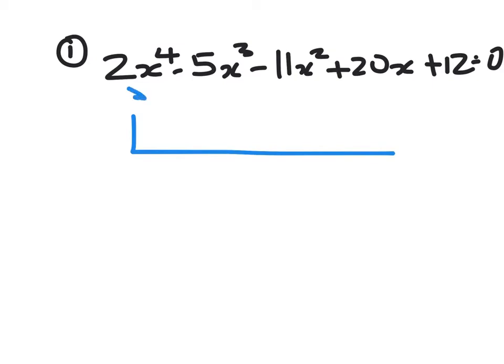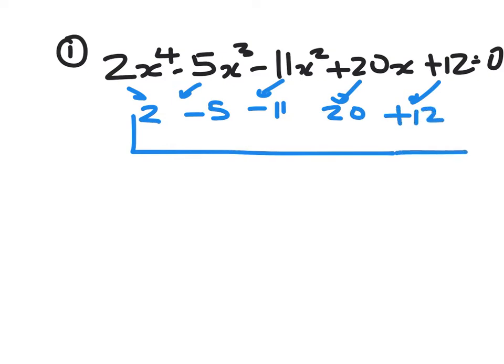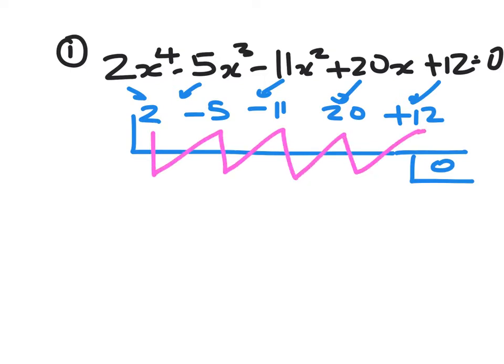So the coefficients, the 2, the -5, the -11, the 20 and the 12, they all go in our table. And then remember, what we're trying to do is get a situation where the number in the box here at the end is 0. So our usual procedure, down, up, down, up, down, up, down, up, and then down. Remember, we add going down and we times to go up.